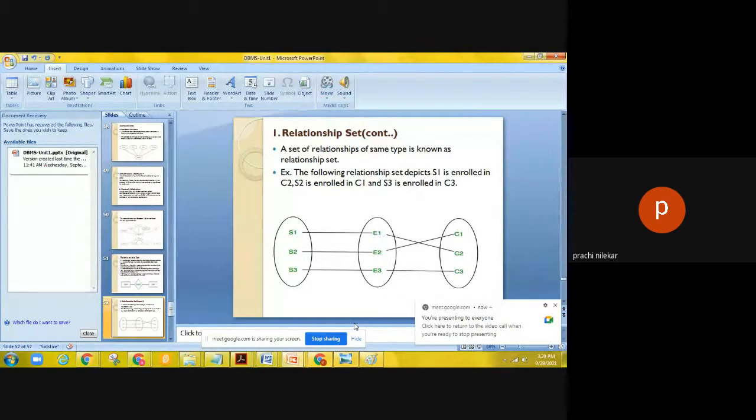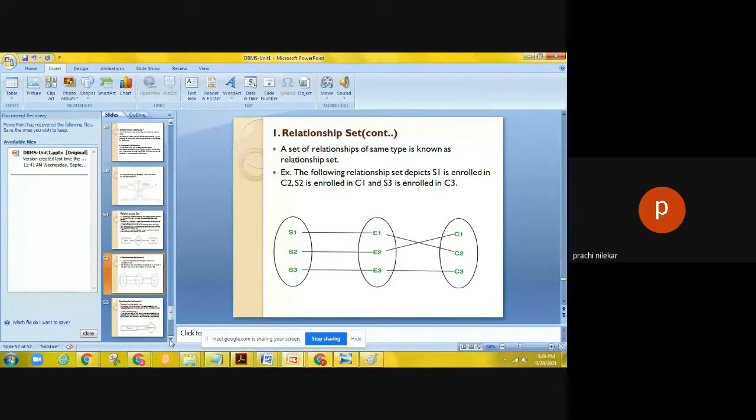And E1 is the relationship set, that is, enroll for. Here, student S1 enrolls for the C2 course. Student S2 enrolls for the C1 course, like that. Okay, we are representing the relationship set, or we can say the relationship.